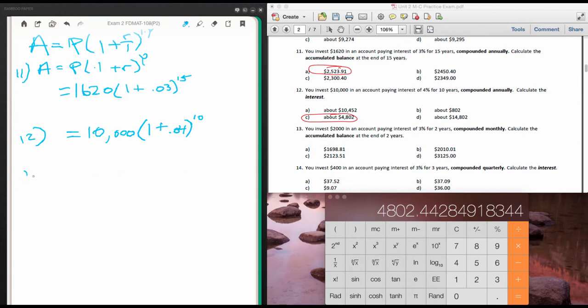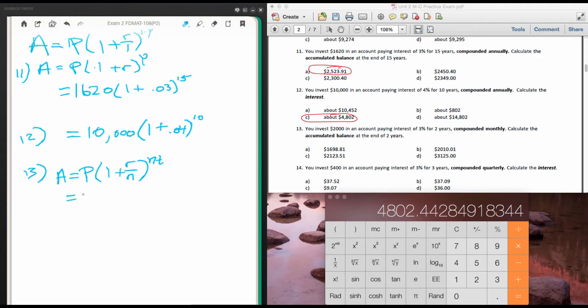Okay, number 13. You invest $2,000 in an account paying 3% for 2 years compounded monthly. Calculate the cumulative balance at the end of 2 years. So we're looking for the amount after this, and we're going to say P times 1 plus R over N raised to NT. Now, you'll sometimes see me use T instead of Y, or sometimes R instead of APR, and that's the same thing. T represents time in years, Y represents years. It's just another variable to represent the same thing in the equation.